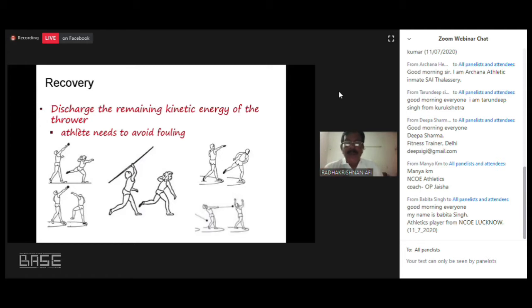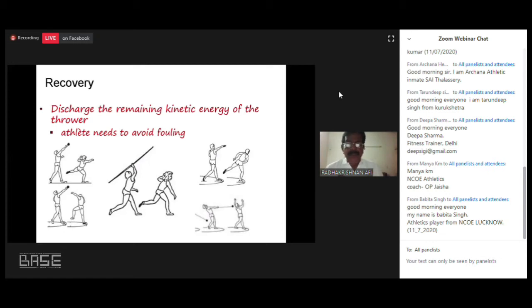So in my opinion, let them find it themselves. For example, when they come to 15, 16 years old, they will start making fouls. Then automatically we can instruct them: you just bring your left leg behind and bend, and the right leg to be lower down. So this can be done.